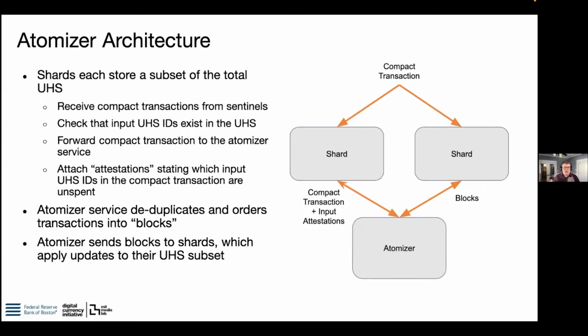The Atomizer is aggregating these compact transactions and input attestations and is trying to build compact transactions that have a full set of attestations, so an attestation for every input UHS ID in the transaction. If it finds such a transaction, it adds that transaction to a block, and then every fixed time period, it seals up the block and broadcasts it back to the shards. Once the shards receive a new block, they atomically apply the effects of that block to their UHS by deleting the input UHS IDs and creating the output UHS IDs.